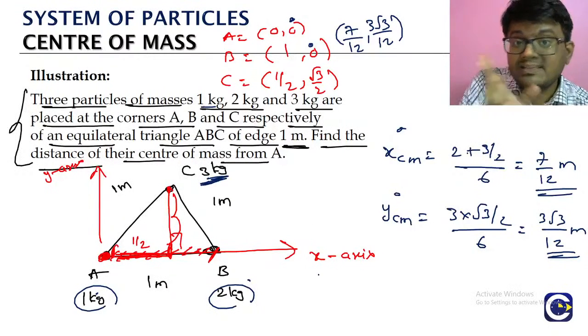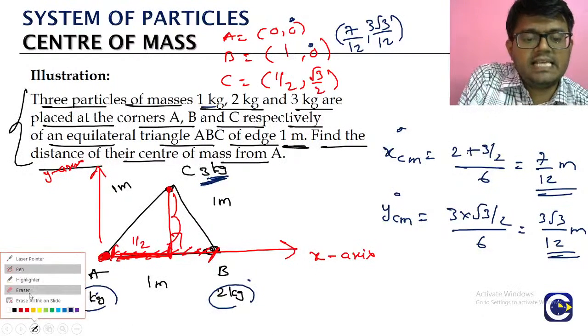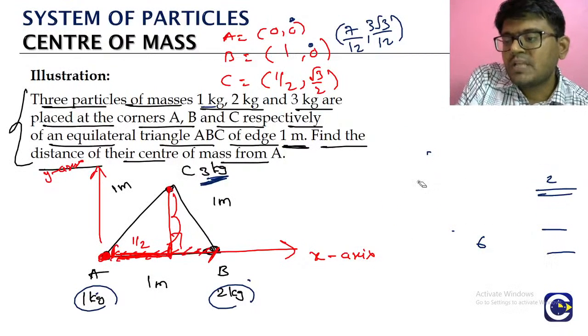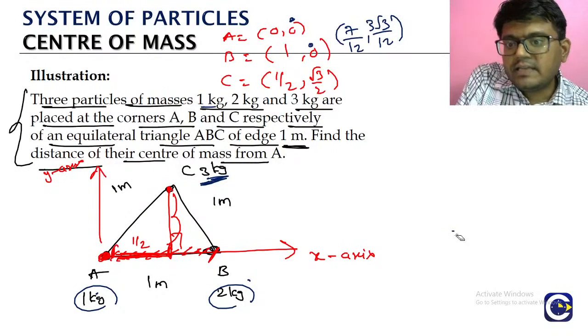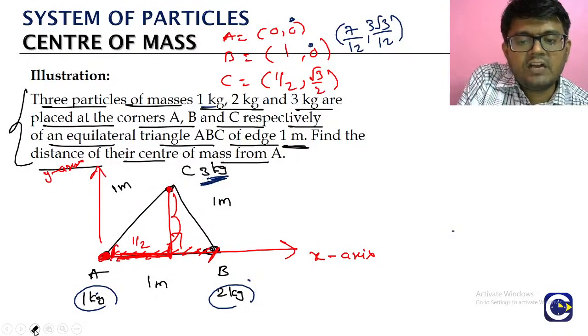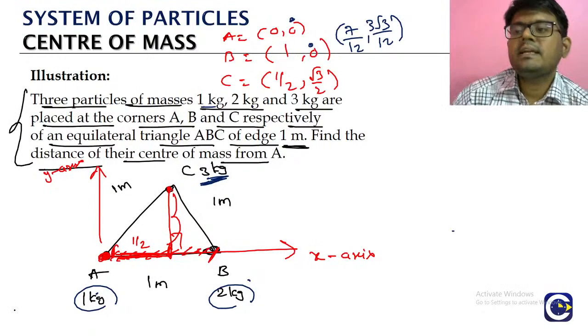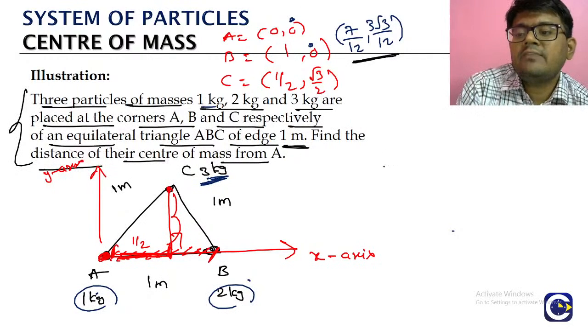These are the center of mass coordinates, but they are not asking us the center of mass coordinates. In fact, they have not even given us which is the x-axis, which is the y-axis. We are assuming all these things. What is the original question? They are saying, tell the distance of the center of mass from point A. That is the original question, right? So what will be the distance of this point?